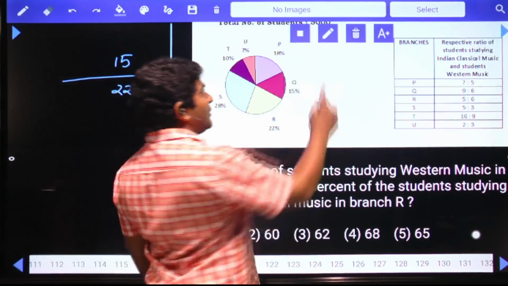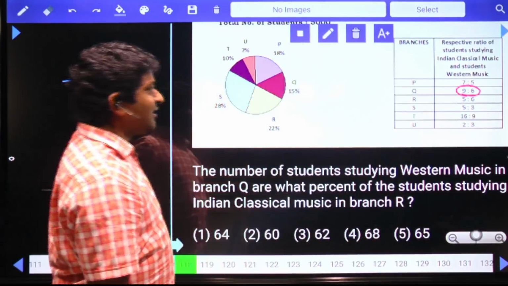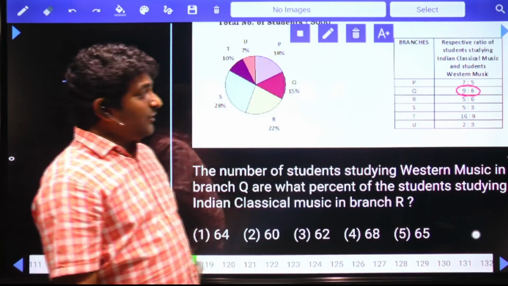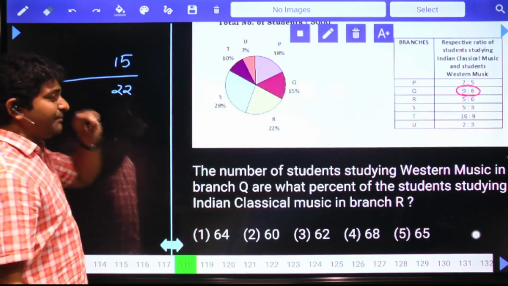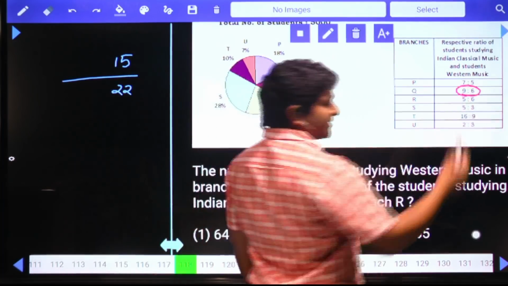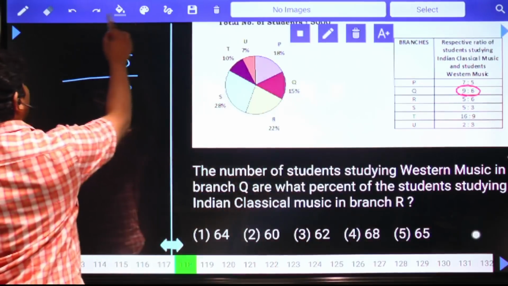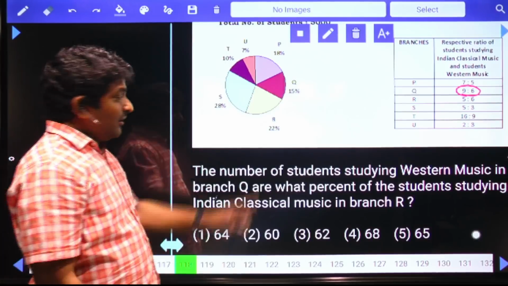Q లో ఎవరు కావాలి? వెస్టర్న్ మ్యూజిక్. Q లో Western and then Indian classic both are divided in the ratio 9:6. So how many parts are there? 15 parts. If 15 parts is equal to 15%, one part is 1%. Western music are 6 parts. That is equal to 6%. Now directly I will write it as 6 out of R.